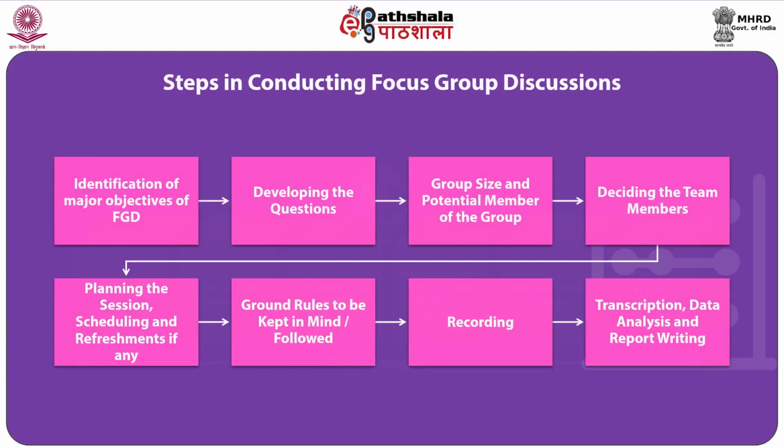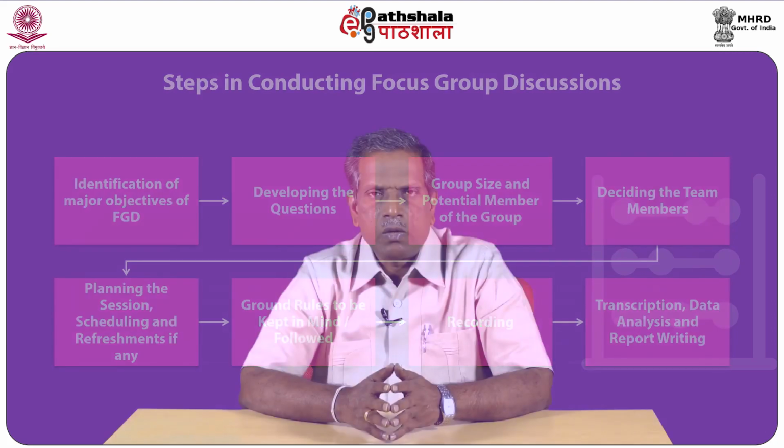Care also should be taken with regard to the group size and potential members of the group. The researcher also should decide the group size for the planned FGD. Generally, it varies in the range of 6 to 12. The rule in deciding the group size is a small group, that is 6 to 8, for complex topics and a large group, about 10 to 12, for superficial topics.